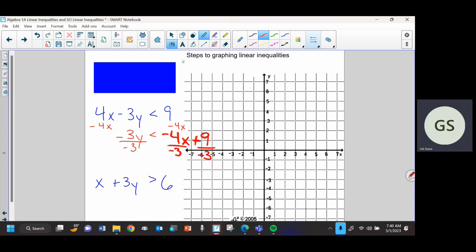Now we've gotten rid of the -3. That's the whole reason we did it, was to divide it out, make it go away. But because we divided by a negative, we've got to flip that sign. Just be careful. We did that before when we solved inequalities, but when we graphed it, we didn't really have to worry about it before. We do when we're doing inequalities. We do have to worry about that.